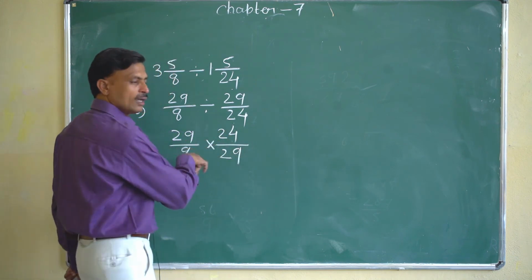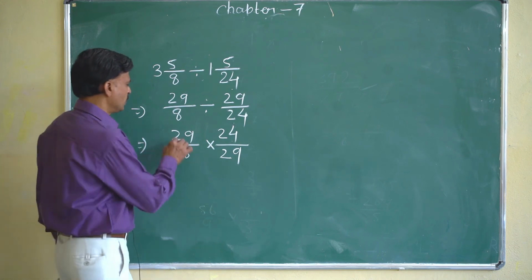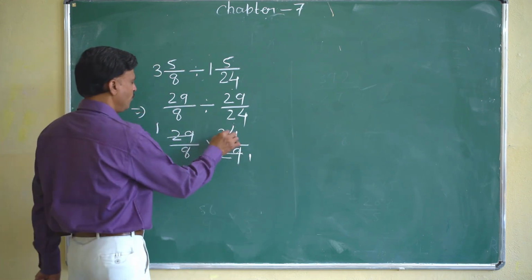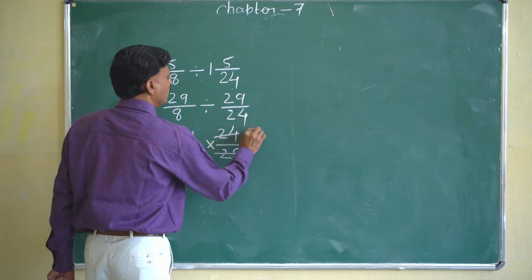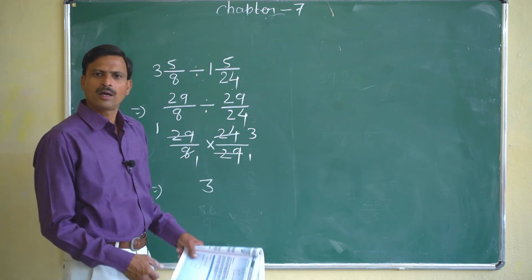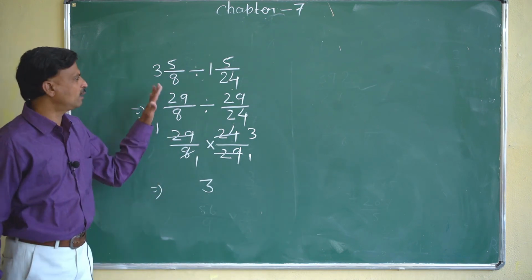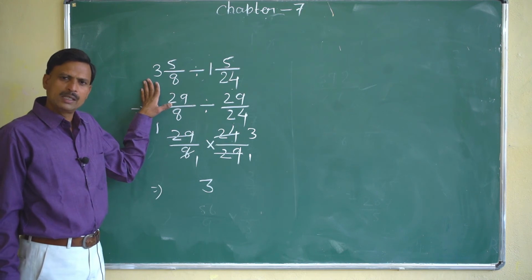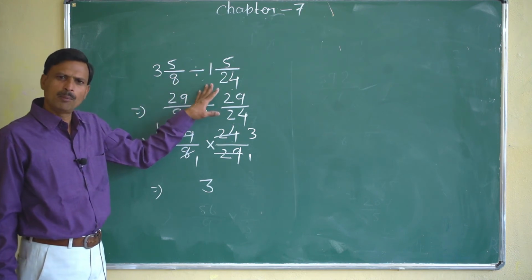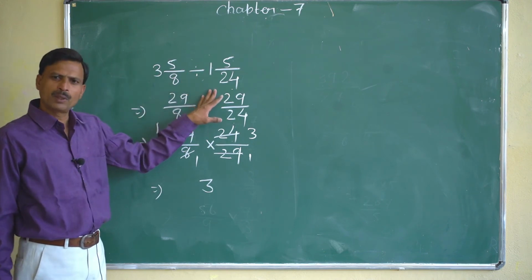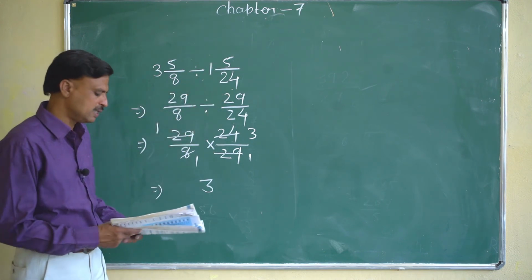Now you see that here is some cancellation. This 29 will be cancelled by 29 and this 24 will be divisible by 8. How many times? 3 times. And finally the answer is coming 3. Got it? In the same manner you can solve the other questions also, the fraction divided by whole number, the fraction divided by fraction, the mixed fraction divided by mixed fraction. One more question I am telling.